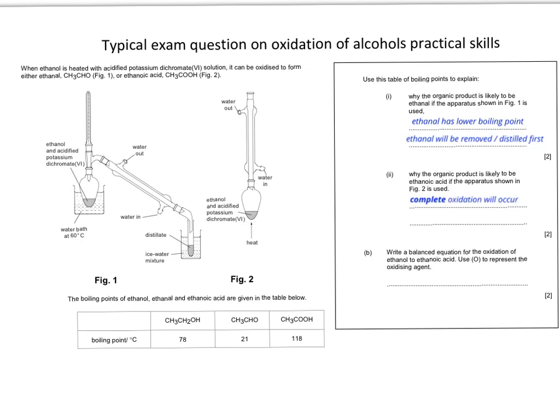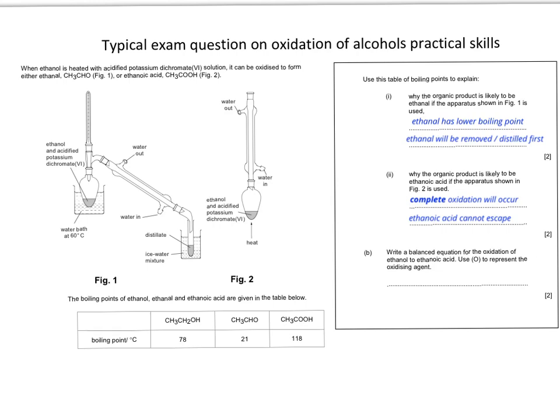So the first thing to do is complete oxidation will occur, and then the second thing is that the components of the products can't escape. So as long as you have those ideas in slightly different words maybe, but the idea making reference to what happens to the ethanoic acid, and in the first one making reference to what happens to the ethanal.